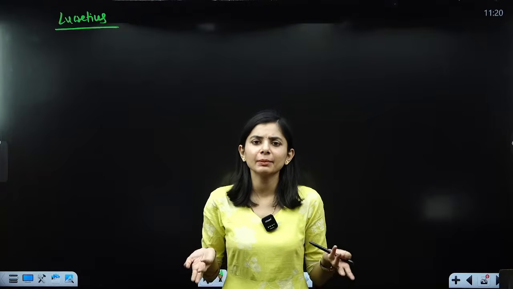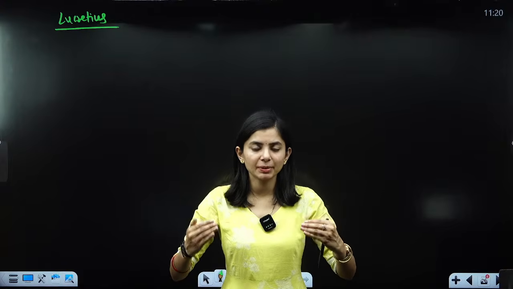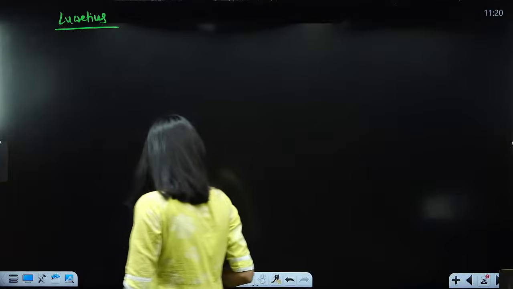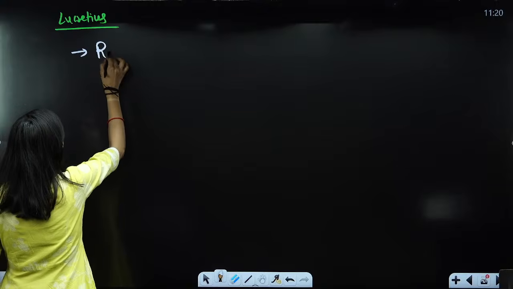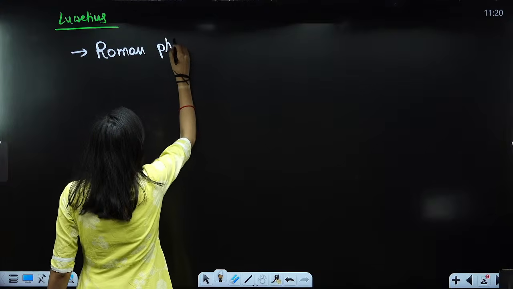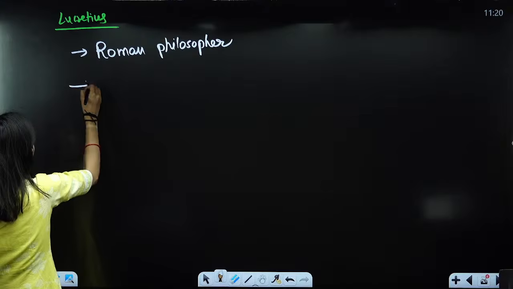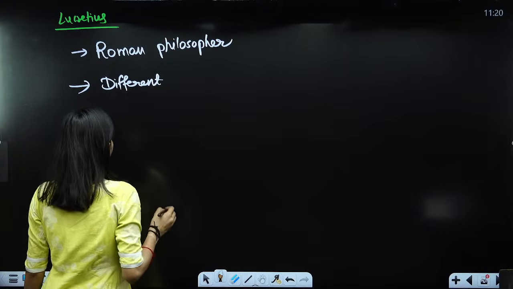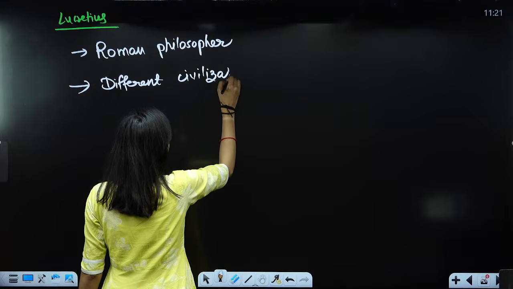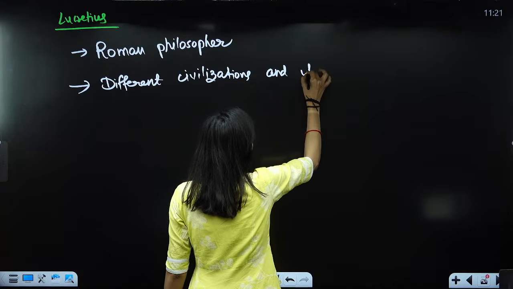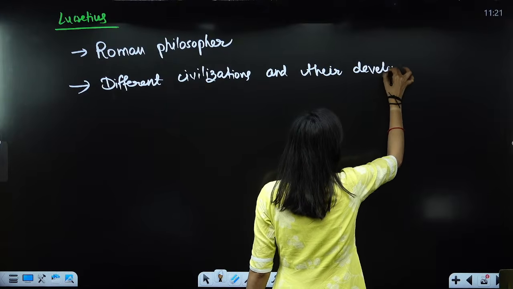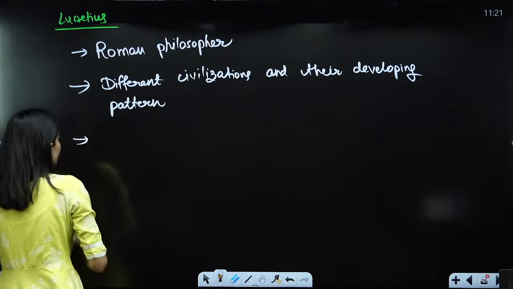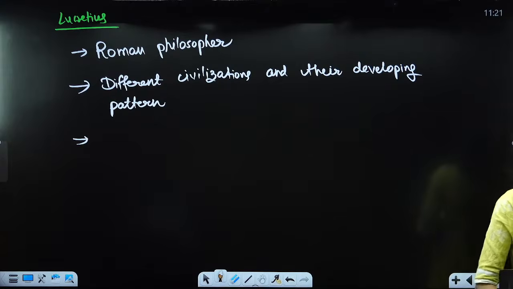So that's what we can conclude: different civilizations developed at different time periods, but they had some sort of consistency. Okay, so this is what you can understand. So Lucretius, you can mention, was a Roman philosopher. And being a Roman philosopher, he explained different civilizations and their developing pattern, like how they developed over a period of time, in what way they are specified.